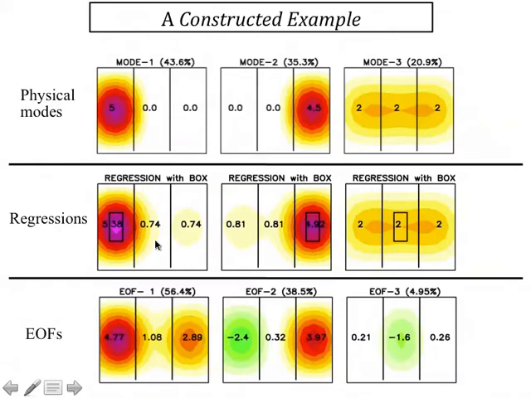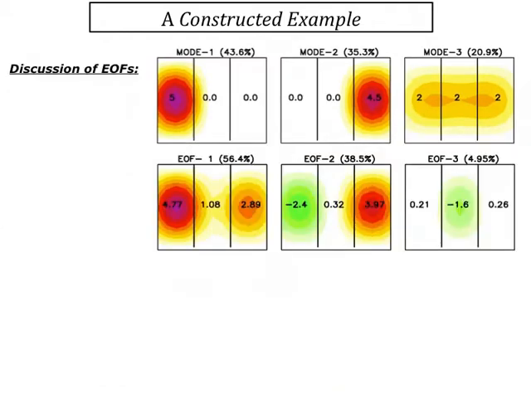And the EOFs would look like this. The first mode would be more or less a monopole, explaining about 56% of the data. The second mode would be a dipole, centered in the left and the right, explaining about 40% of the data. And then there would be a small EOF, which is positive, negative, positive, a tripole kind of structure, explaining about 5% of the data. And let's look at this a little bit in more detail. What does this mean?